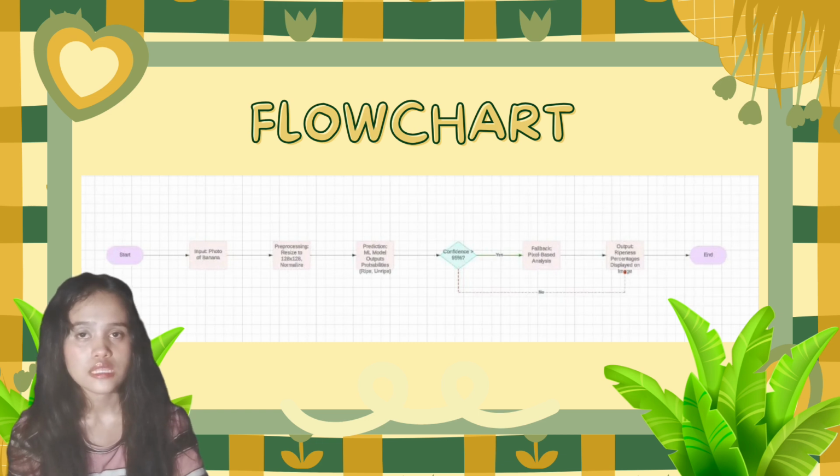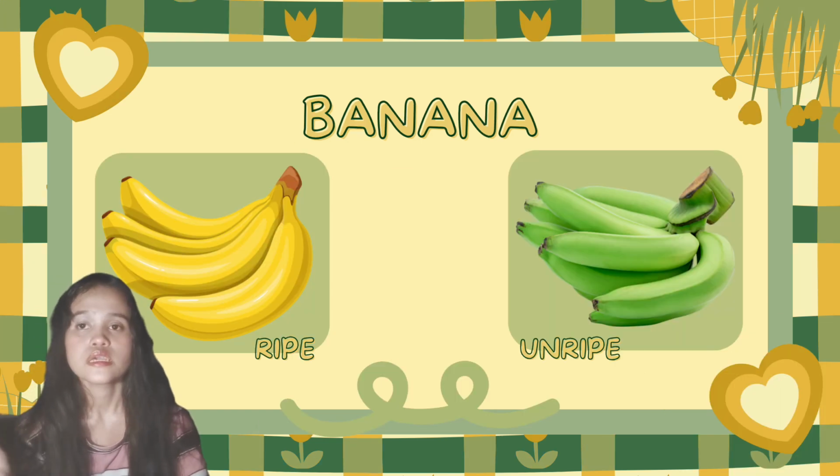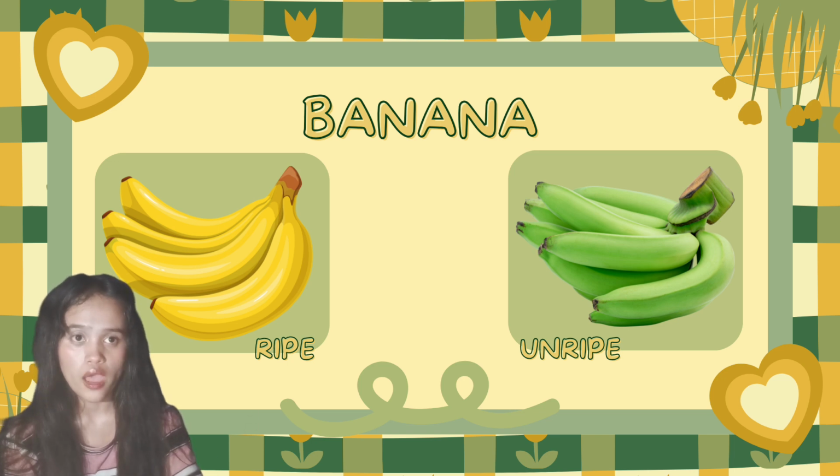This project follows a step-by-step process which you can see in this flow chart. Let me briefly explain each step. So, the input is a photo of a banana taken under normalized conditions. The image is resized to 128 by 128 pixels, normalized, and prepared for the machine learning model. We use a pre-trained neural network model to classify the image into two categories, ripe and unripe.